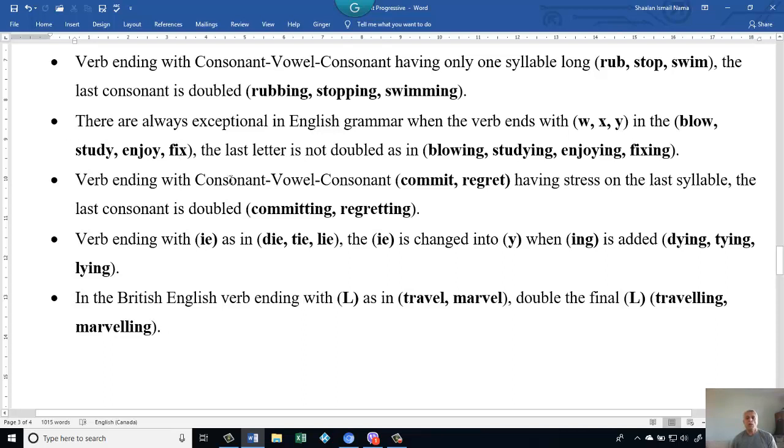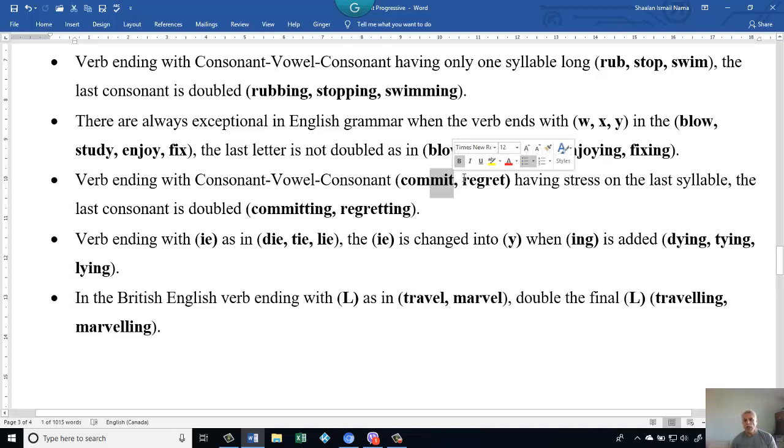Verb ending with consonant, vowel, consonant. For example, here we have consonant, vowel, consonant. Same thing here, the last part. Consonant, vowel, consonant. Having stress on the last syllable. If the stress is on the last syllable, here we say commit. It means here we make it stress, we speak higher, put more attention to it.